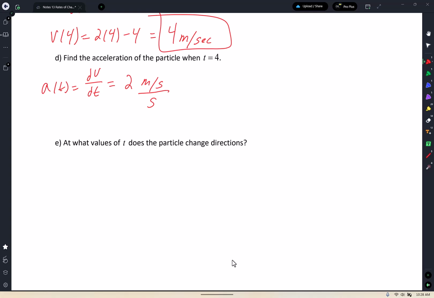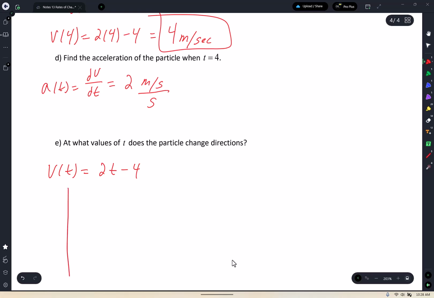Signs. If the velocity has to change signs, if velocity is positive, you're moving to the right. If velocity is negative, you're moving to the left. You cannot just equal 0. It has to change signs. So let's find where that happens. V of t equals 2t minus 4. And I'm going to equal this. Well, you know what? It's probably better if I graph it.